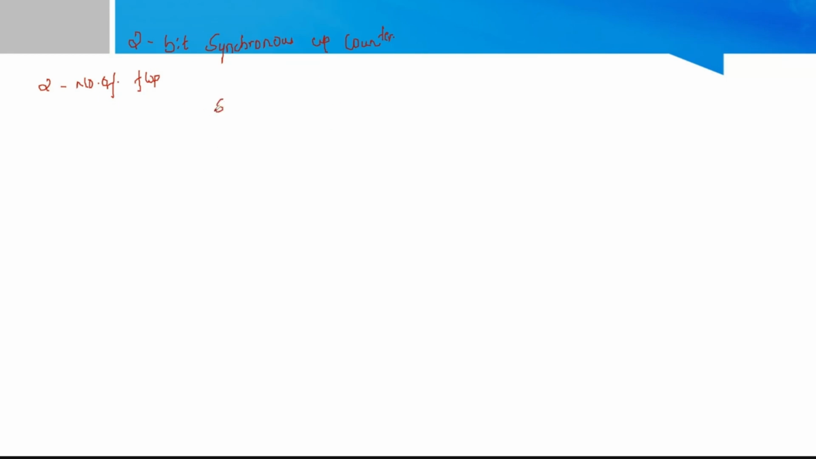What is the state diagram? What does the state diagram represent? The state diagram represents the present state and the next state. So here, a 2-bit synchronous up counter will have how many states? It will have 4 states.